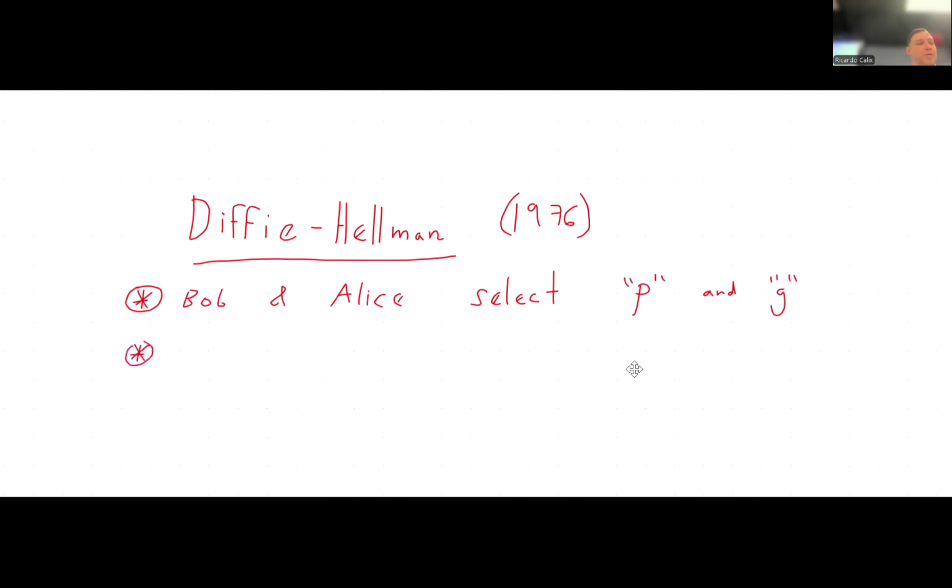Then Bob and Alice select 2 private values, A and B. Notice these are private values. When I say private, they should not disclose them, right? So Bob and Alice select 2 private values.